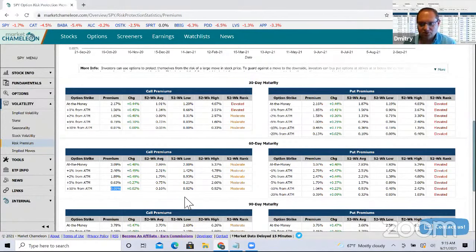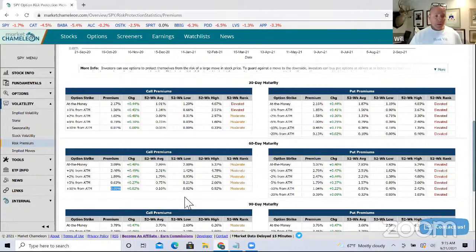Okay, so let's take a look now at the options chain and look at the numbers and see the actual costs. So if no questions here, I'm going to move on to the options chain. Yeah, you can move on, D.